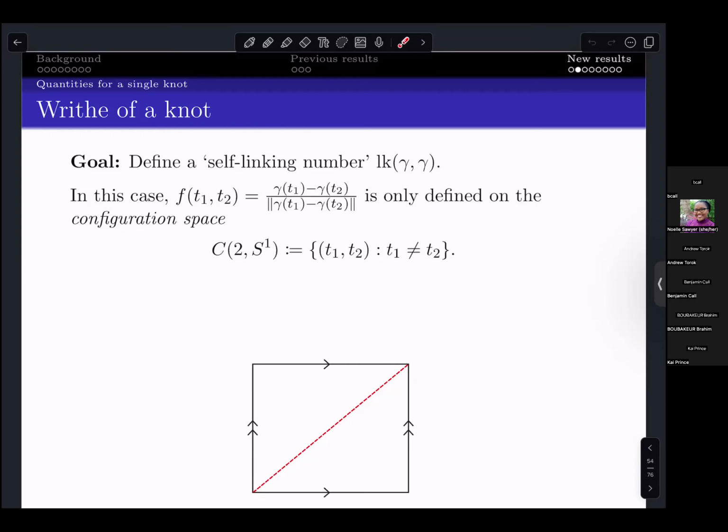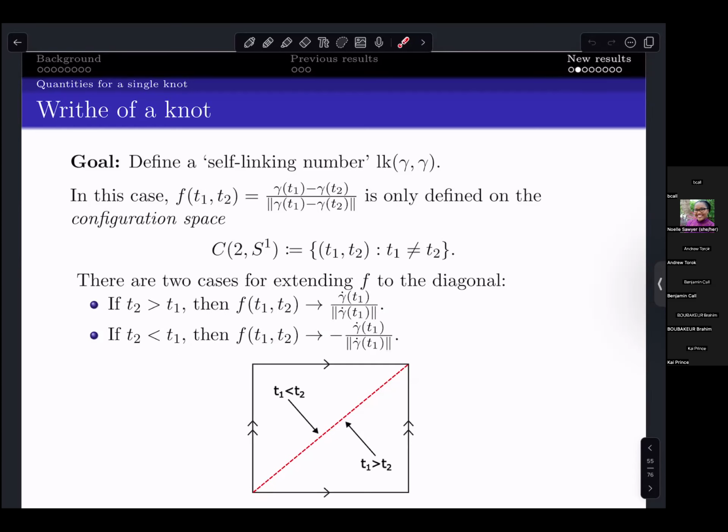Okay, so if I want to eventually integrate this function, I'm concerned because it doesn't look good near the diagonal, right? But you can extend the function to the diagonal, but it depends from which side you come. If you come from the bottom, you get the direction of the derivative. That's what the function extends to. If you come from the top, or maybe it's the other way around, one way you get negative direction, one way you get positive direction. So just trying to extend this function so that I can integrate it is not going to work.